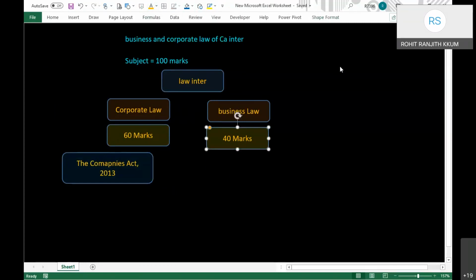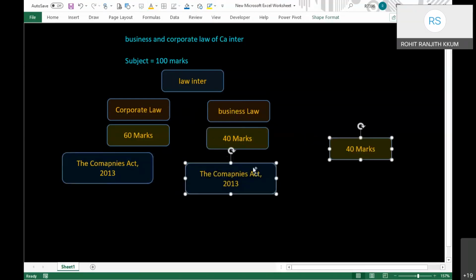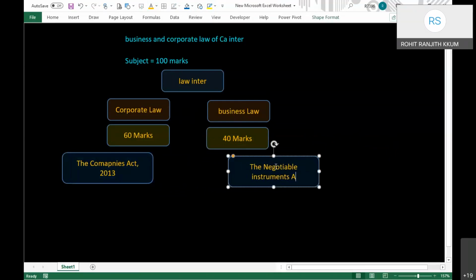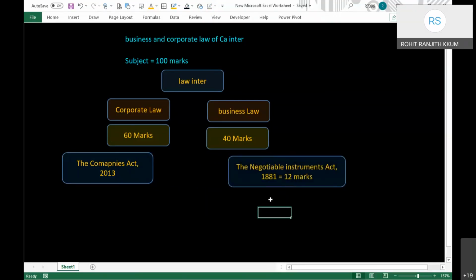Now, the 40 marks business law is covered in these many subtopics. The point number one you are going to face here is, write down the Negotiable Instruments Act 1881, and the weightage is 10 marks. Actually, it is 12 marks, but 2 marks you can go with the option. So 12 marks, Negotiable Instruments Act 1881, that's the weightage here.